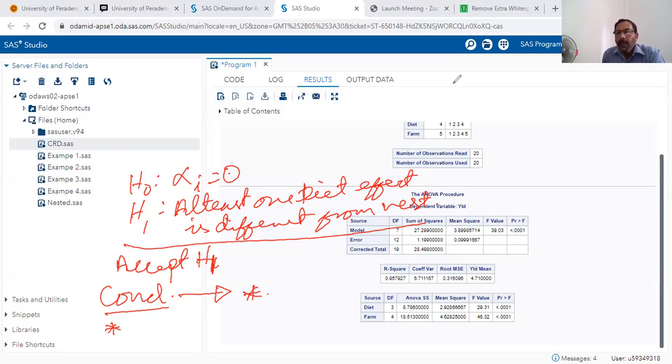When you say at least one diet shows a difference in milk yield, that means it can be a higher value or a lower value. At least one diet is different from the rest of the diet on milk yield. Right? So we can write it in that way also.